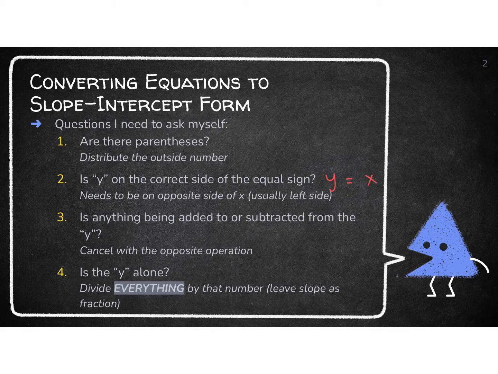Is there anything being added or subtracted to the y? If there is, you've got to cancel that out by doing the opposite operation. Remember, we want to get the y alone. And then if the y is still not alone, then we have to divide everything by that number, okay? Everything. Most important thing when you do that is your slope, that m, needs to be left as a fraction. If you can't divide it nicely, then just leave it as a fraction, because remember, slope is like rise over run. So we like it as a fraction anyways.